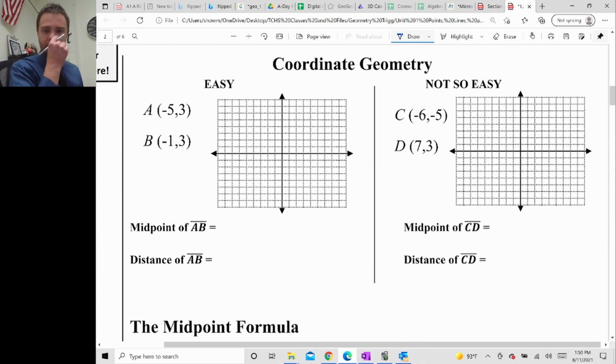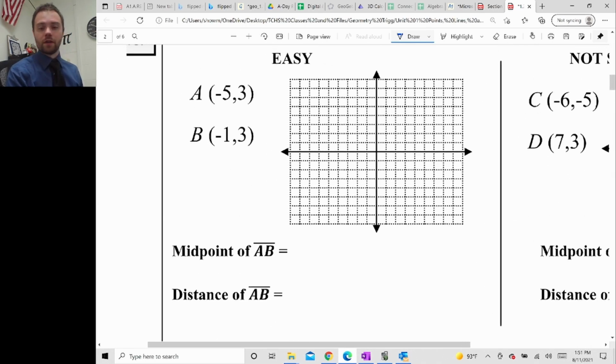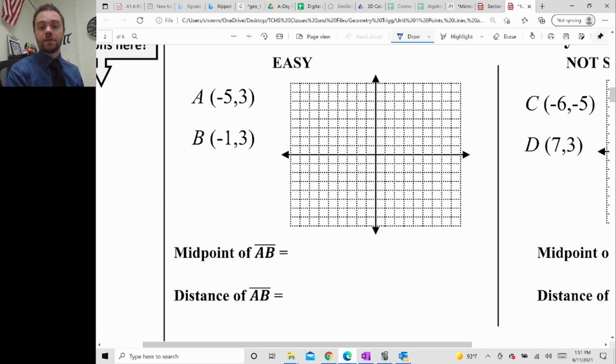When we're doing coordinate geometry, there's a few ways to do it. Sometimes your problems are relatively easy. You can kind of see where the midpoint would be, and your brain automatically does this for you. So the first point to graph is negative 5, 3. I'm going to go 1, 2, 3, 4, 5, negative 5 along the x-axis, and then up 3. 1, 2, 3. Plot that.